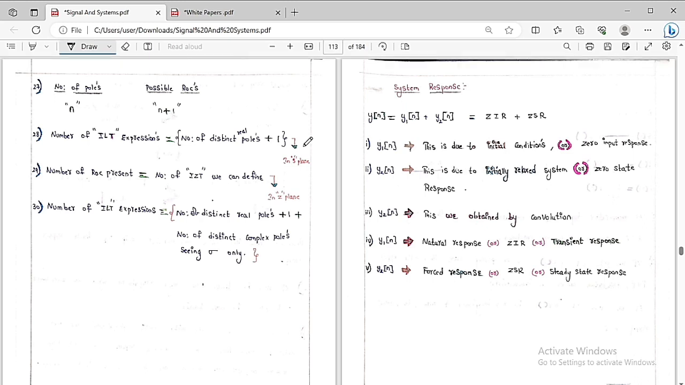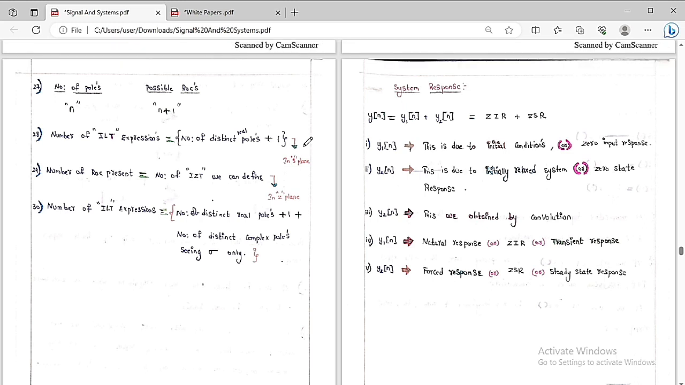So in the S domain, this formula you have to remember. The number of inverse Laplace transform expressions is equal to the number of distinct real poles plus 1. Always you have to see only the number of distinct real poles, not the complex poles. Only the real poles you have to consider. The next thing is the number of ROCs present is equal to the number of inverse Z transforms we can define in the Z plane.